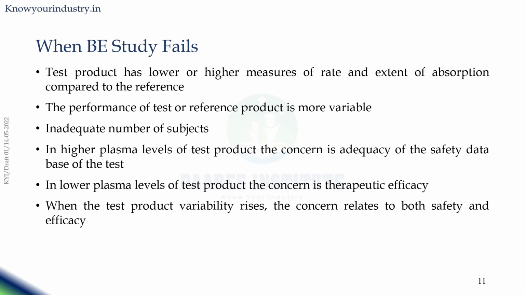In case of higher plasma levels obtained for the test product, what will happen? The safety of the test product will be questioned. There will be higher plasma concentration, so you tend to get some kind of adverse events for the product. In case of lower plasma level of the test product, there won't be any efficacy. You will have poor efficacy, so that cannot be used. In case of higher variability of the test product, generally it is a drug property rather than a drug product property, but sometimes the drug product can influence the variability. That time also the bioequivalence study fails.